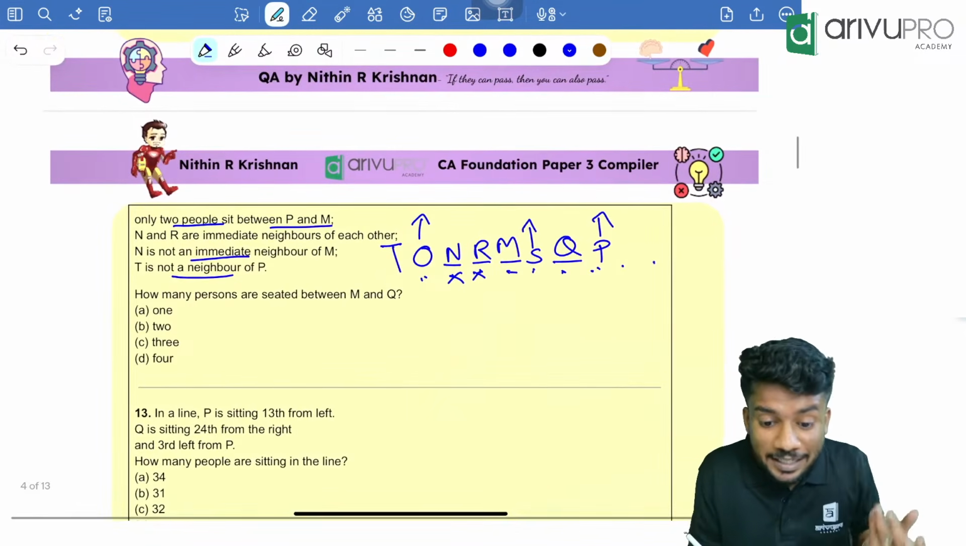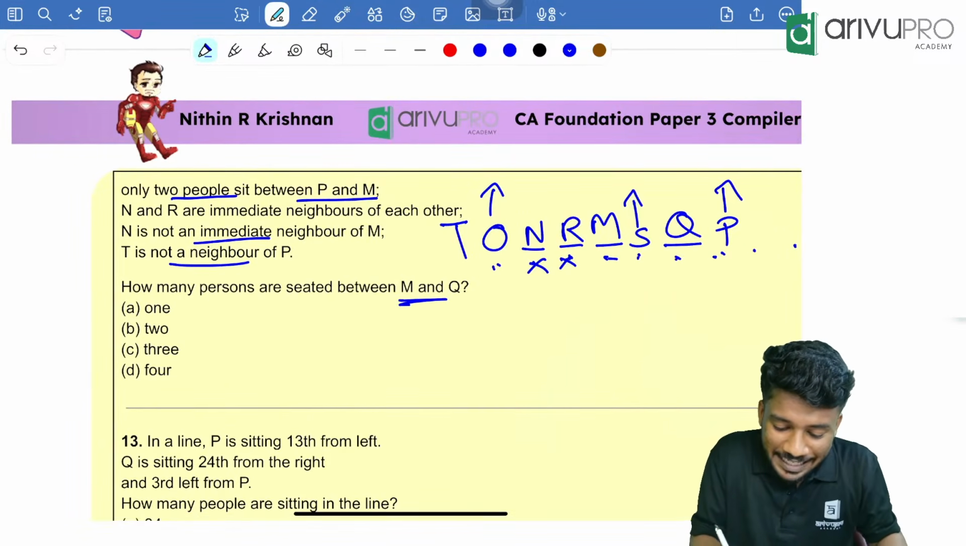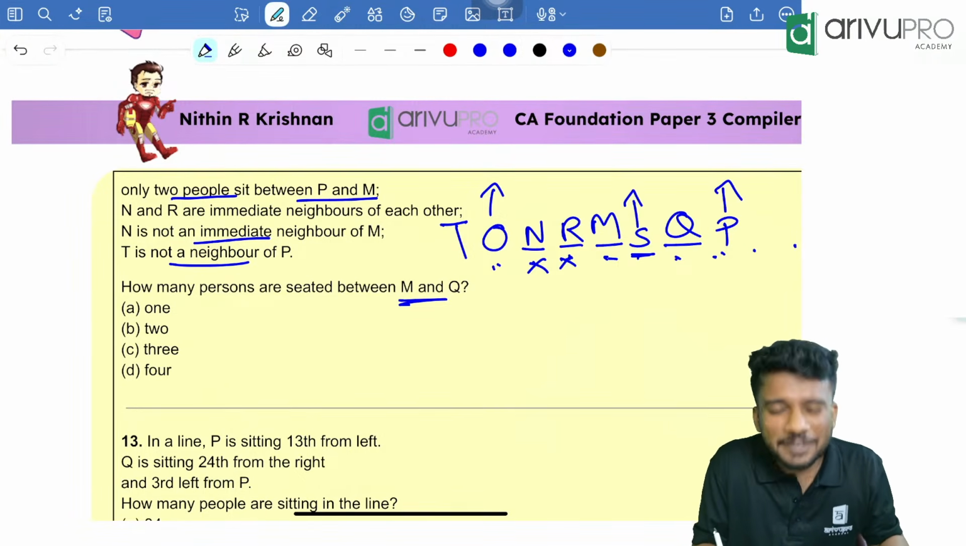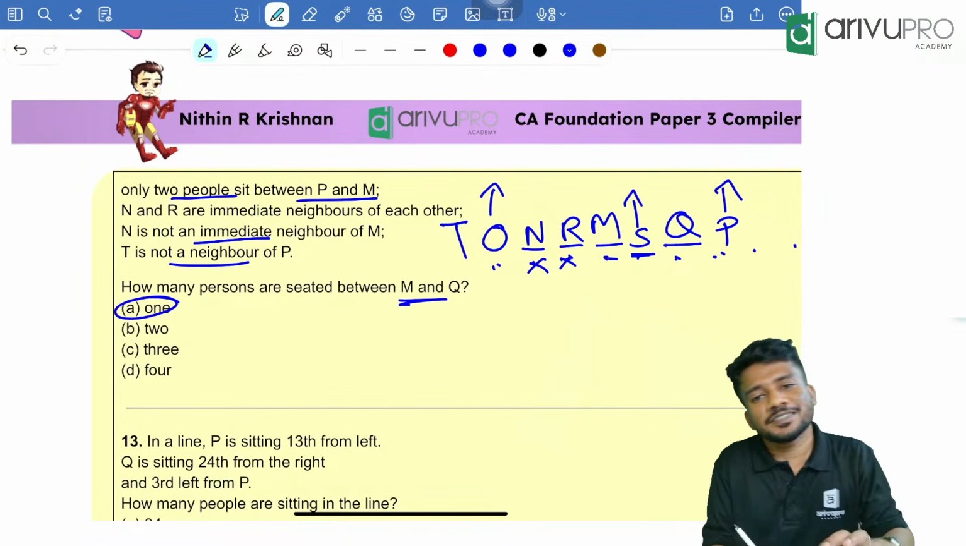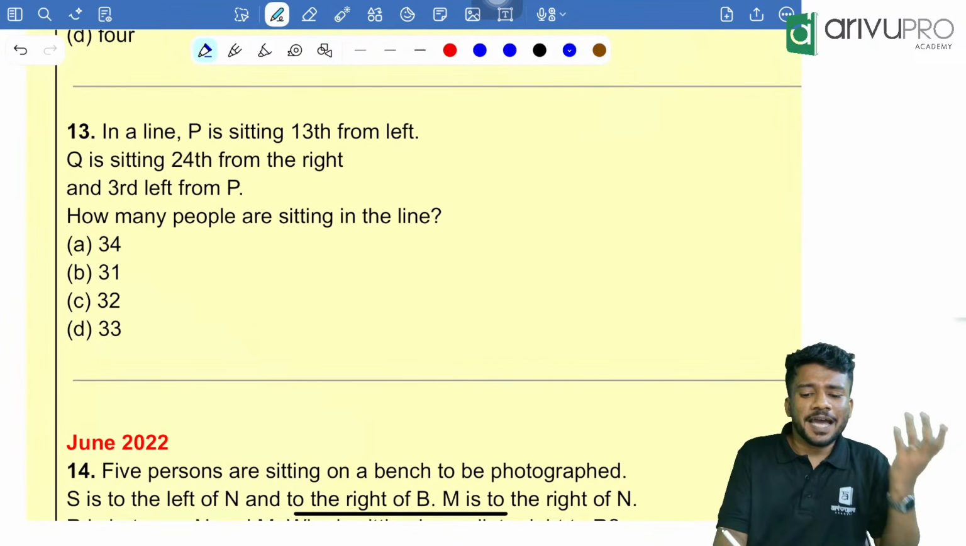I mean right drawing. Now we need to check the next question. How many persons are seated between M and Q? How many people are there in between M and Q? Only one person is sitting between M and Q. Next question. This is a question we did in the marathon also.